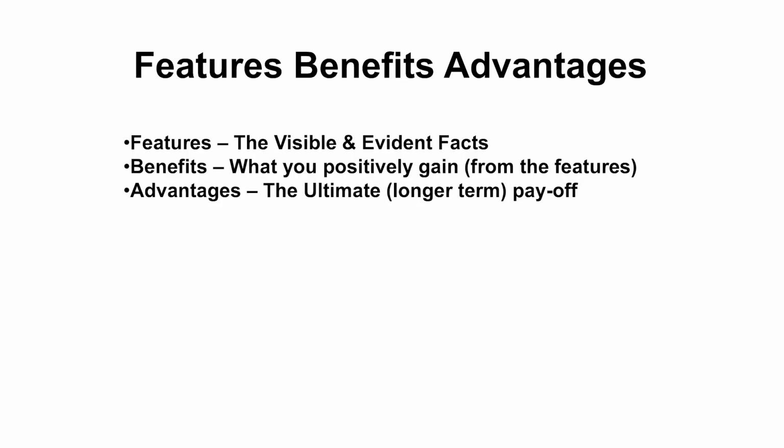So next we have features, benefits and advantages, and really it starts with understanding the difference between features, benefits and advantages, because it's very important that all three are used in your marketing. And when you learn to write effective marketing copy, you just need to understand how they can work very, very nicely with each other. But you can't have one a lot more lopsided than the other. Okay, so when we talk features, we're talking about the visible and evident facts. With benefits, we're talking about what you positively gain from the features. And with advantages, the ultimate, the longer term payoff.